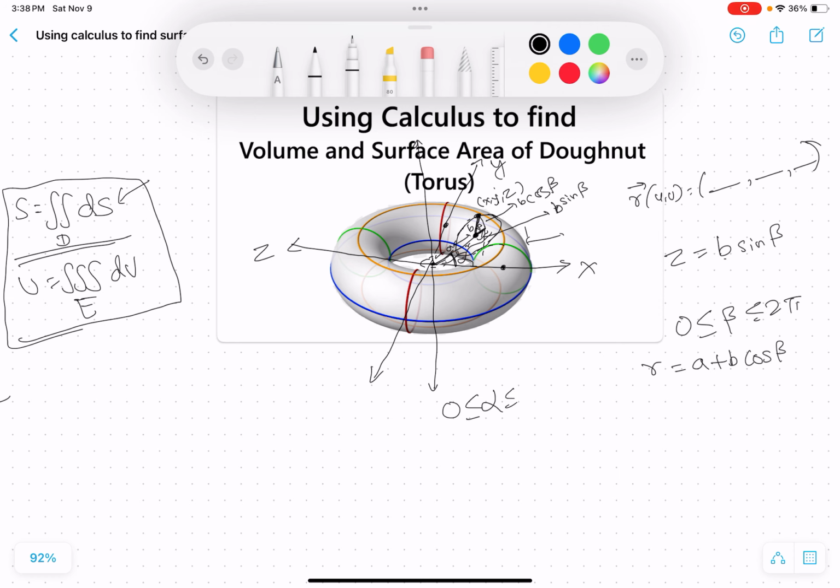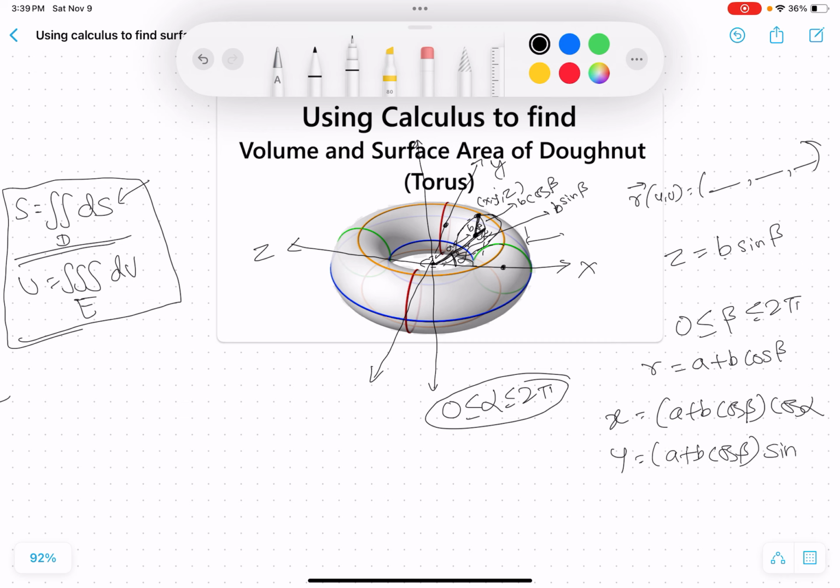Our x coordinate of this one will just be the x component of this r, which is basically just a plus b cos beta times cos alpha, and its y coordinate will just be again this r times sine alpha. So you see that this x, y, and z, let's say there's a vector u and v which takes 2 inputs and gives 3 outputs, right?